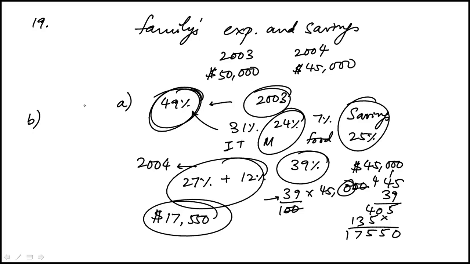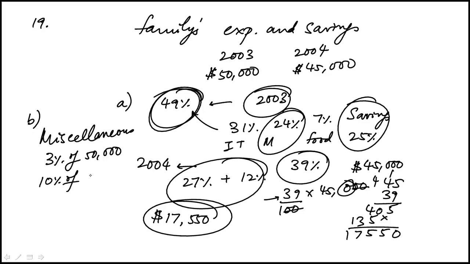But the biggest jump is in miscellaneous, and we don't actually have to compute that. Roughly, it went from 3% of 50,000 to about 10% of 45,000. So if we compute this number, 3% would be 3 over 100.